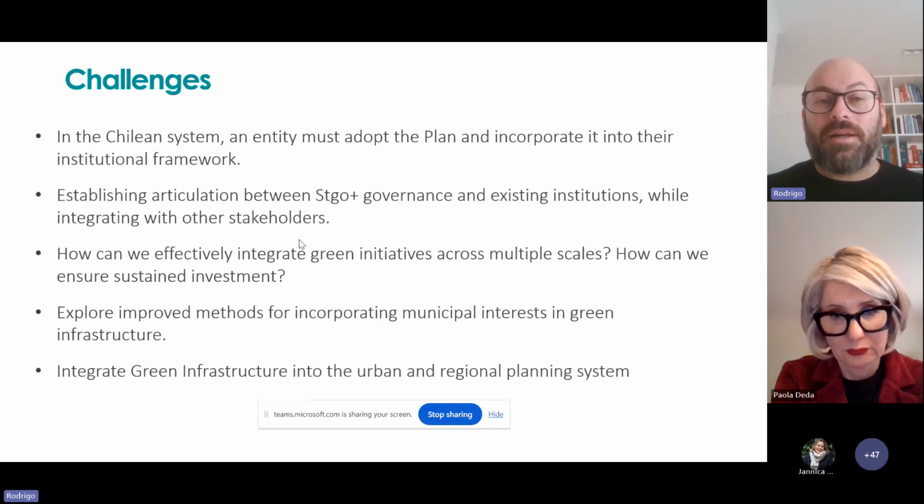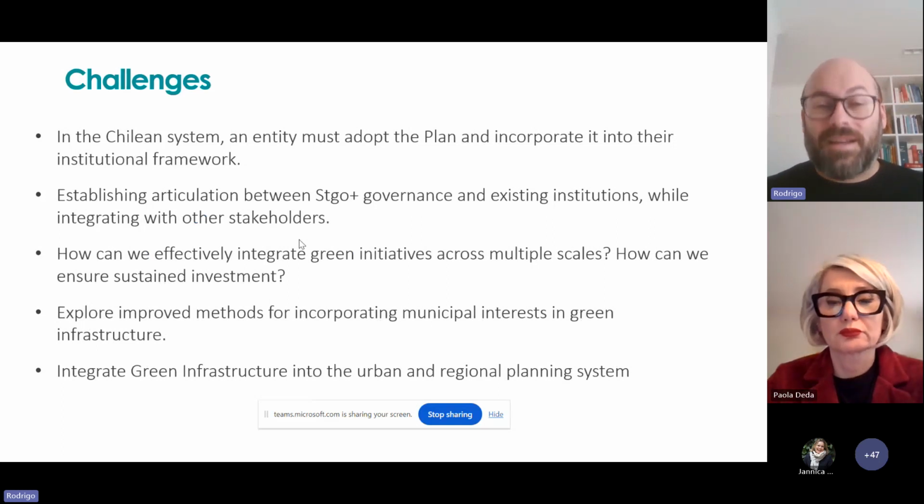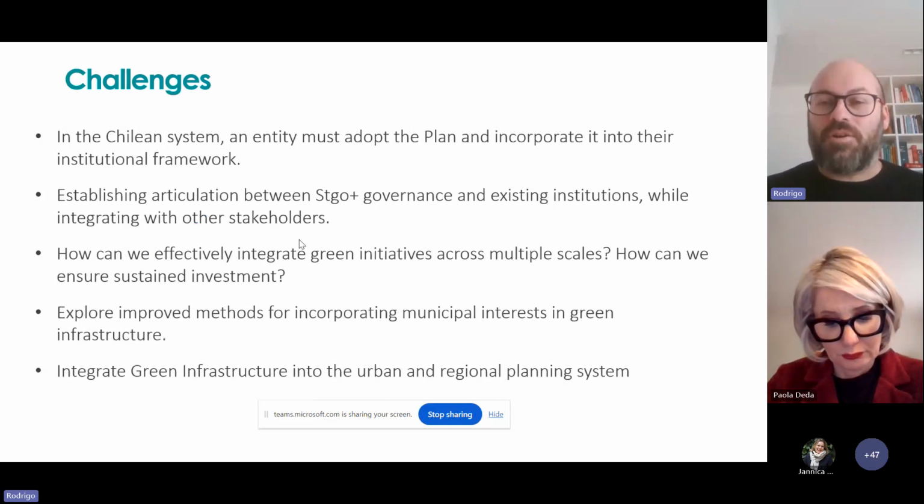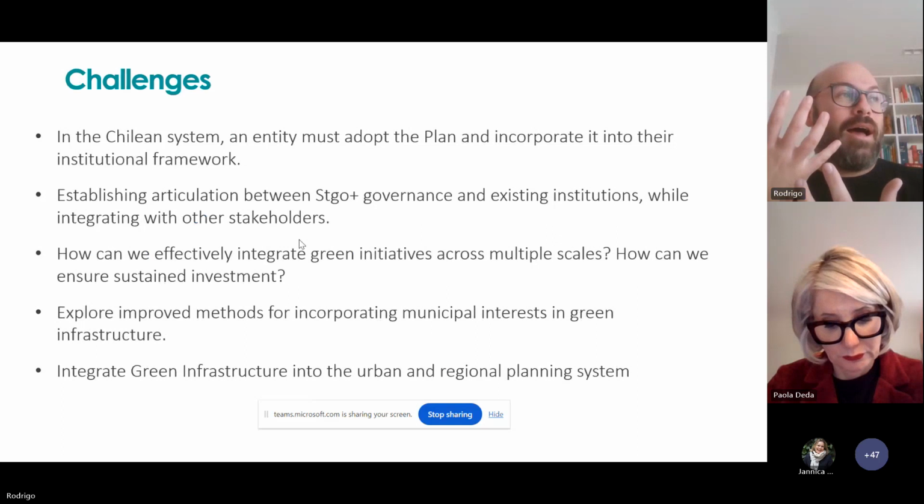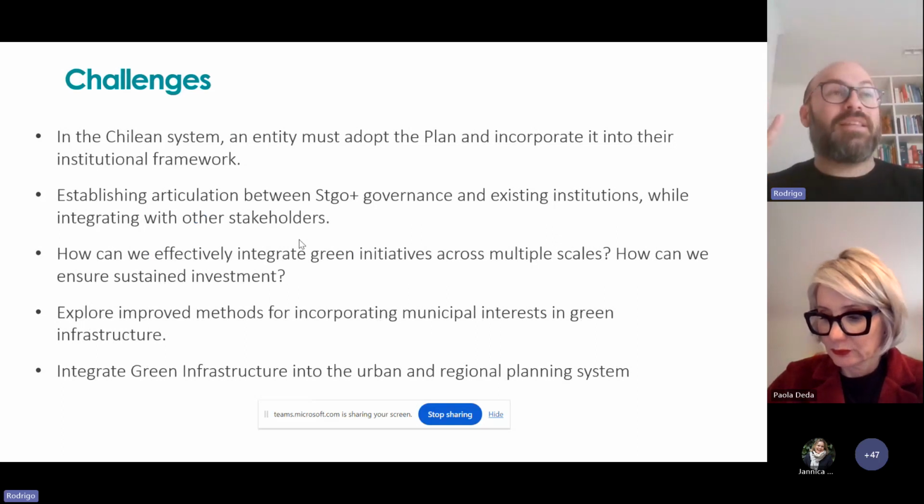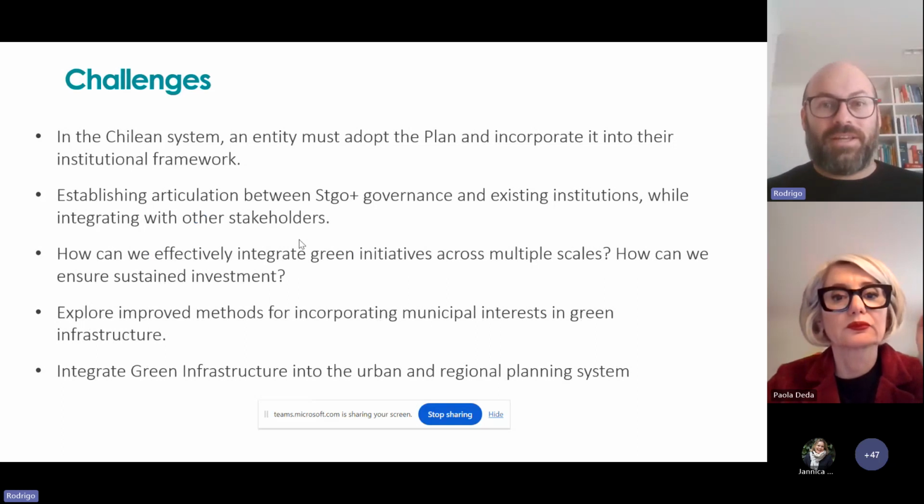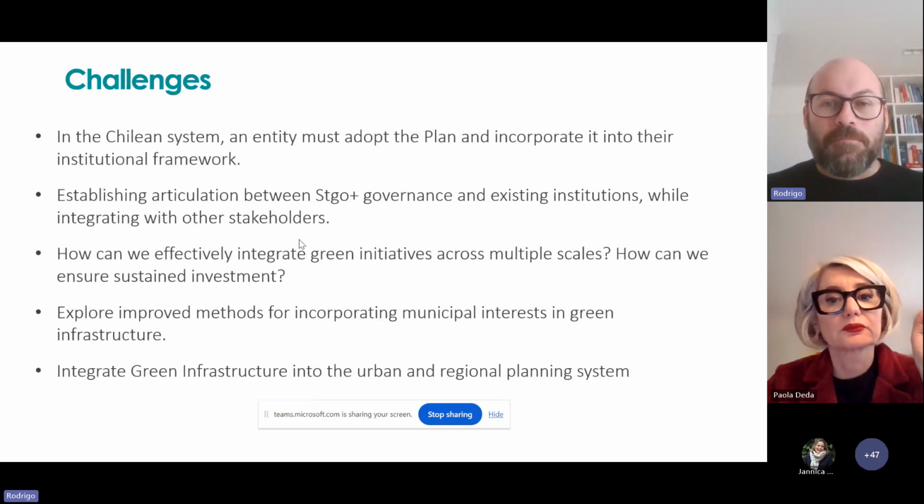In the Chilean system, we need an entity that has to adopt and incorporate the plan into the institutional frameworks. So we have to see how the plan can actually fit in these sectoral forms of governing in the city. Establishing articulation between Santiago MAS governance and existing institutions while integrating with other stakeholders.